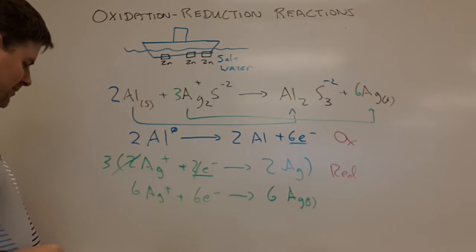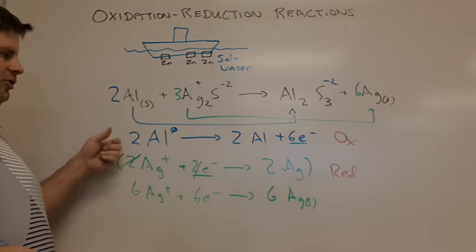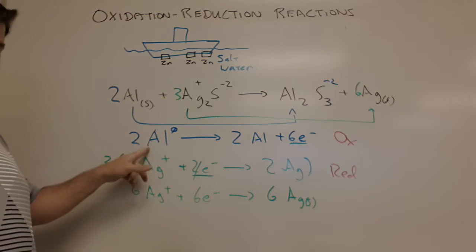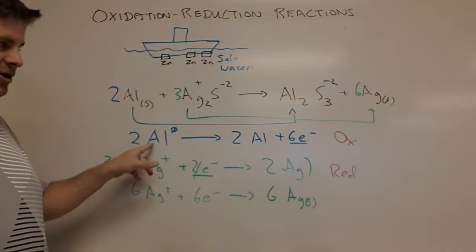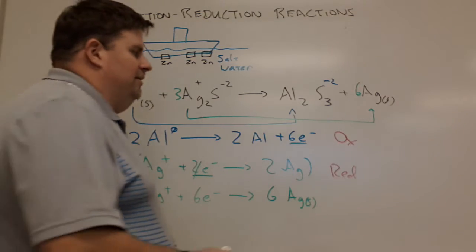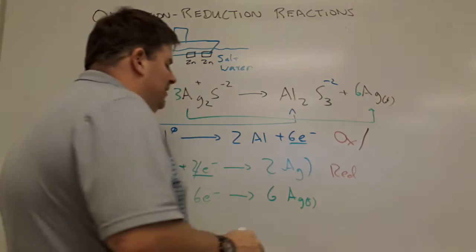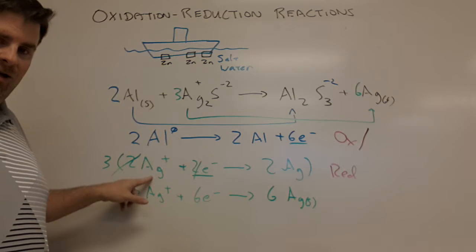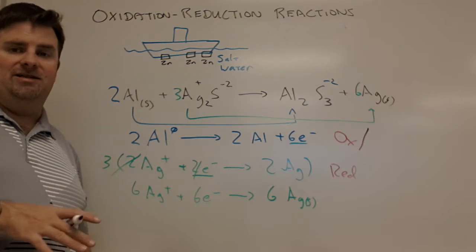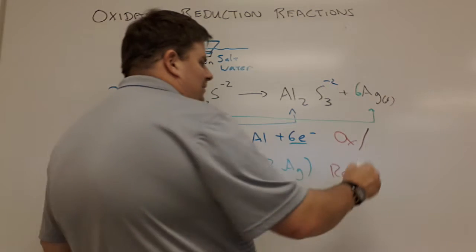If I look at the aluminum here, is the aluminum being oxidized or reduced? That's right, the aluminum is being oxidized, which now makes it the agent that's causing reduction of the silver. So that which is being oxidized is known as the reducing agent.